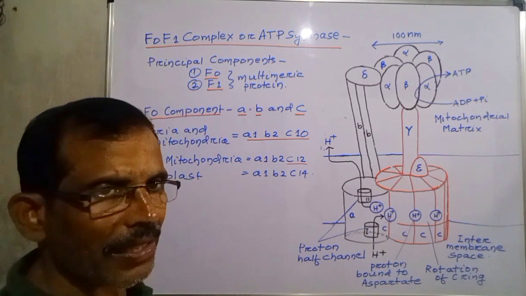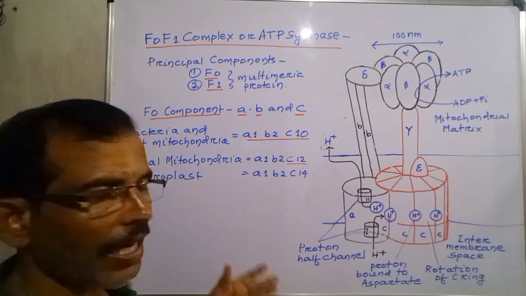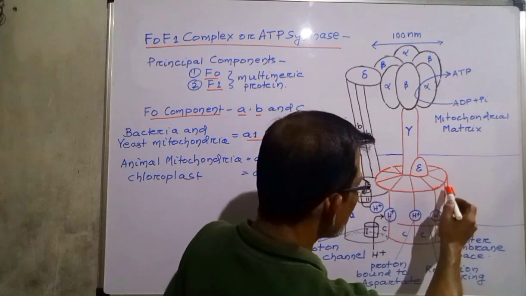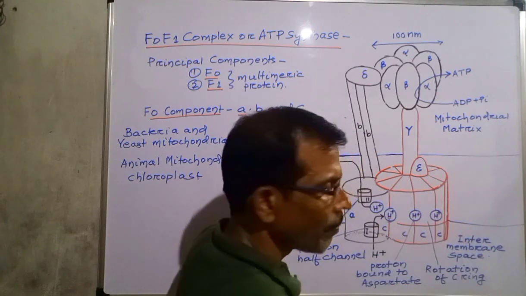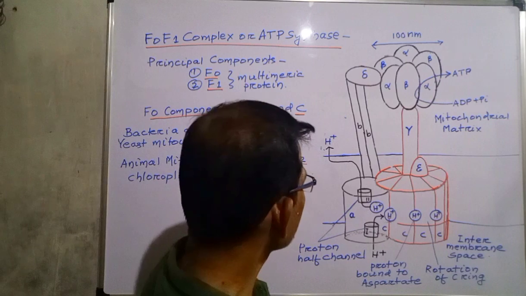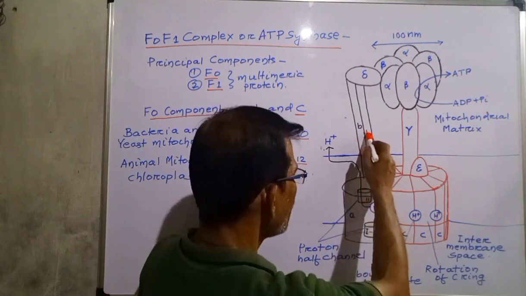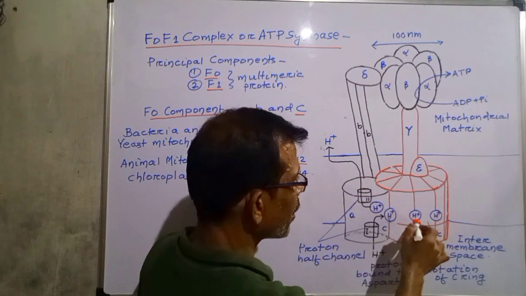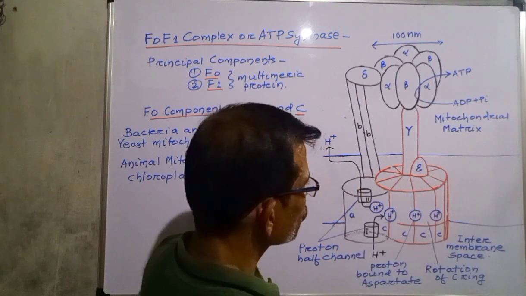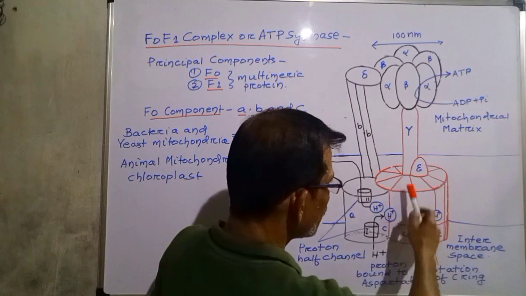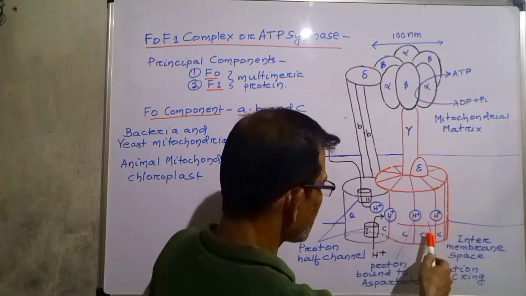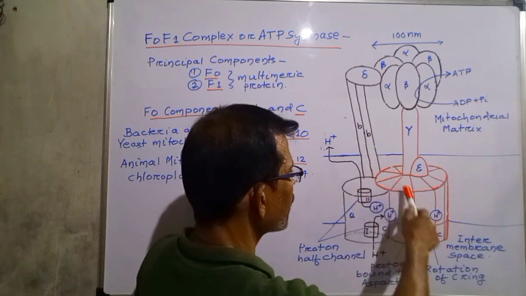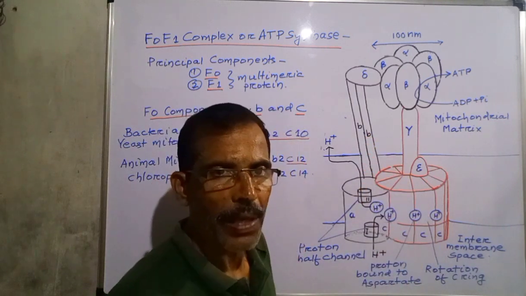In all cases, the C subunits are arranged in a specific manner to form a ring in the plane of the membrane. The other two subunits, A and B, are rigidly linked to one another but not to the ring of C subunits. So the C subunits, which are arranged to form the ring, and the A subunit and B subunit together constitute the FO complex.